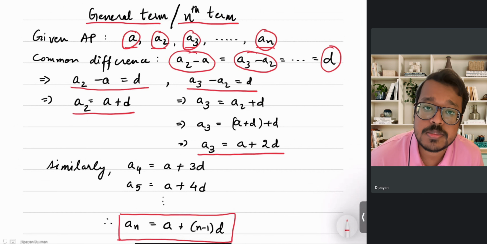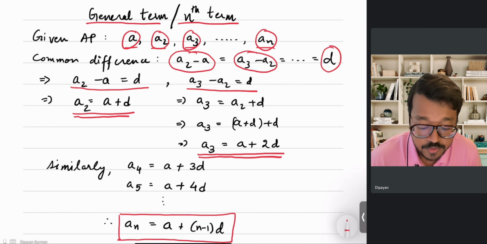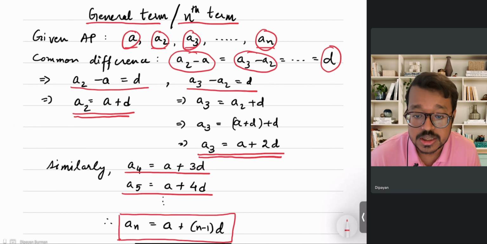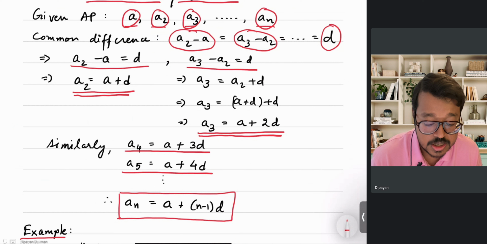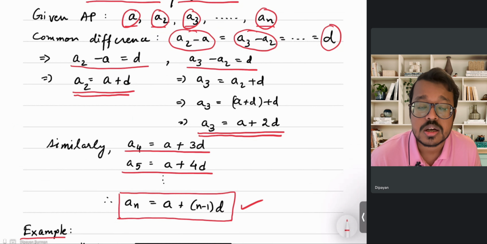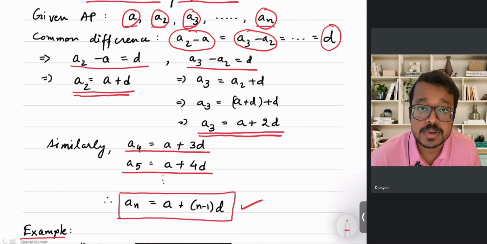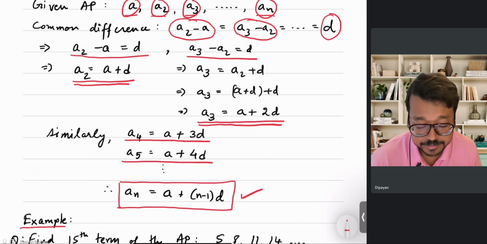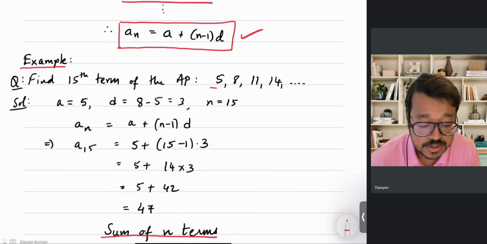So when the first term is A, second term is A plus D, third term is A plus 2D, fourth term similarly will be A plus 3D, fifth term will be A plus 4D. So if I extend this, in general, any nth term should be A plus n minus 1 into D. So this is the general formula for finding the nth term. An, the nth term, is equal to A plus 1 less than n, that is n minus 1, multiplied by the common difference D.